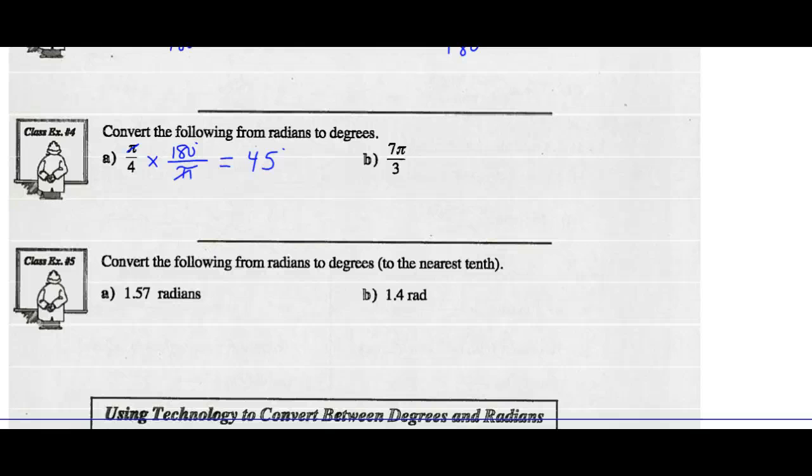7 pi over 3. Again, we're going to multiply by 180 degrees over pi. The pi's would cancel out. And 180 and 3 would reduce down to 1 and 60. So 60 times 7 is 420 degrees. All right.